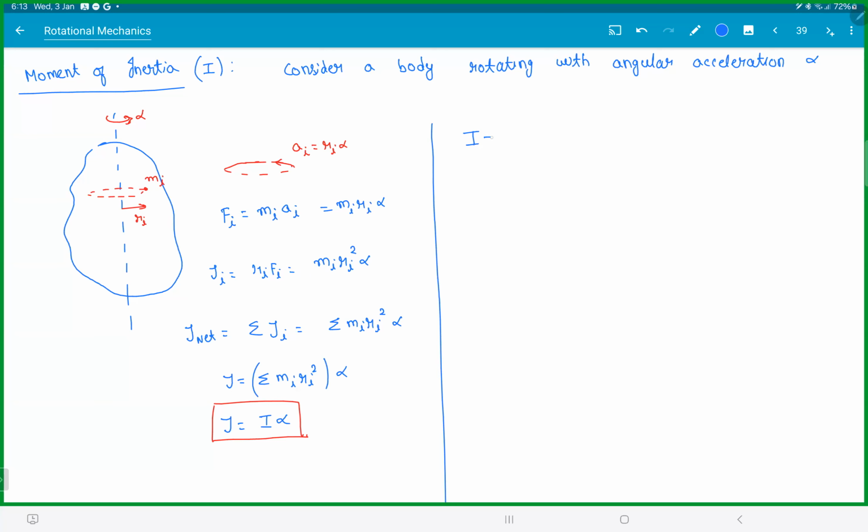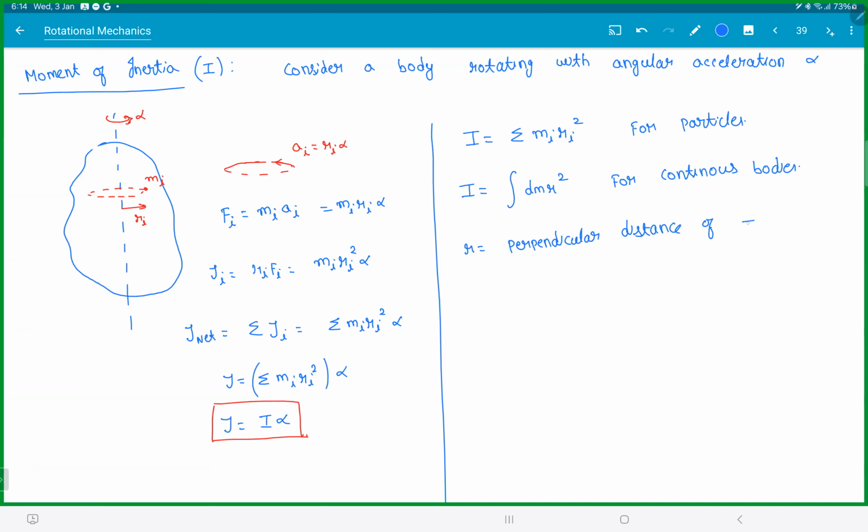So this I is given by sigma mi ri square, summation. This is for particles. And I will be integral dm r square. This is for continuous bodies. The most important thing here, what is r here? R is the perpendicular distance from the axis. It is not the position vector again. Perpendicular distance of the particle from the axis.